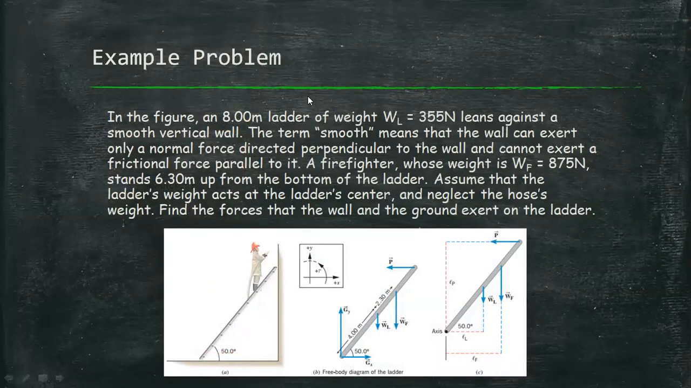Okay, so let's have another example. In the figure, an 8-meter ladder of weight 355 Newton leans against a smooth vertical wall. The term smooth means that the wall can exert only a normal force, meaning that friction is equal to 0. And this force is directed perpendicular to the wall and cannot exert a frictional force parallel to it. A firefighter whose weight is 875 Newton stands 6.3 meters up from the bottom of the ladder. Assume that the ladder's weight acts at the ladder's center, and then like the whole weight, find the force that the wall and the ground exert on the ladder.